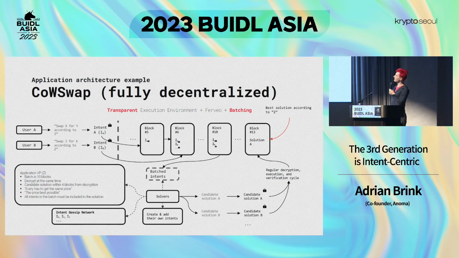In Anoma, users would submit these intents to the intent gossip layer. They would be encrypted for an application-defined interval. So I mentioned the encrypted mempool with Fervio. The nice thing is this primitive is also exposed to the application developer. So an application can define custom decryption thresholds. So for example, a KryptoSeoul application on Anoma can say things like, I want to have my batch length as 10 blocks. During those 10 blocks, users can submit encrypted trades to that batch. After 10 blocks, the validator set goes and decrypts all those transactions. And then solvers maybe get another 5 blocks to submit valid solutions.